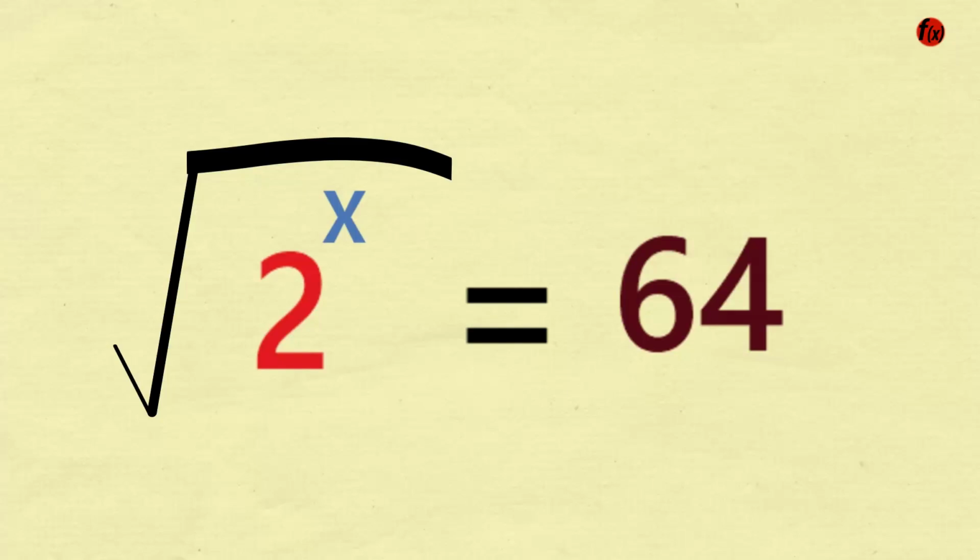Today, we're going to solve a mathematical problem step by step. The problem is, solve for x in the equation: square root of 2 raised to power x equals 64. Let's dive right in.